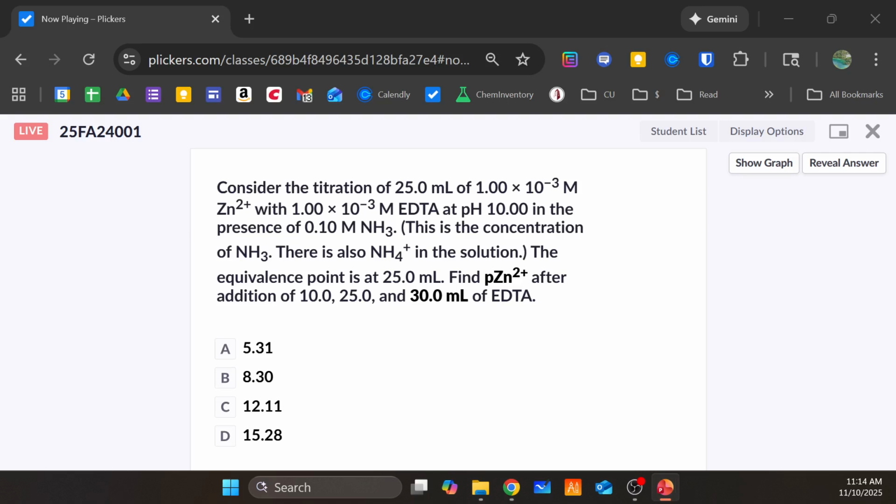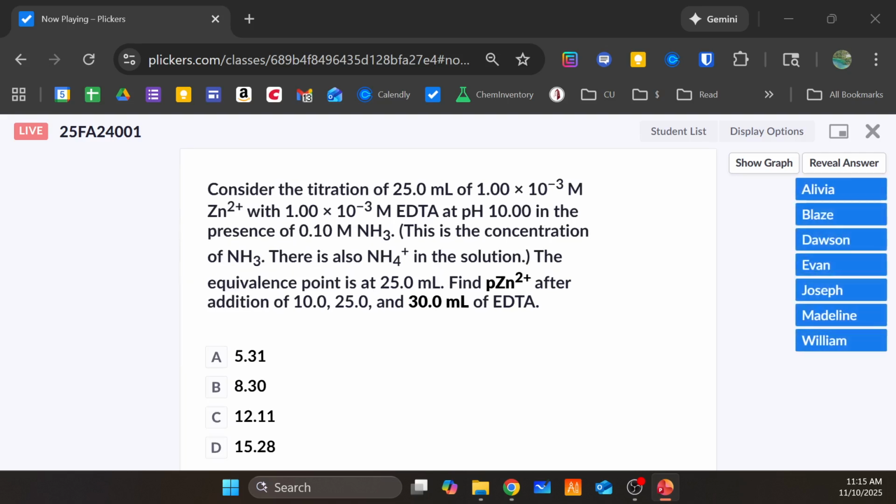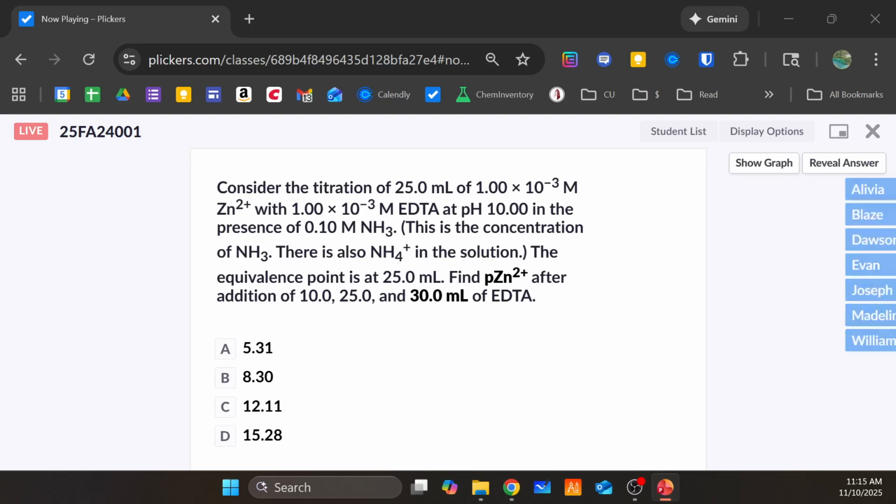Anybody want to re-answer? Three of you want to re-answer. If you're not sure, feel free to re-answer. Okay. Again, if you take the negative log of a number that's like 10 to the negative 16, right? What do you get? You get 12. Okay. Got it.